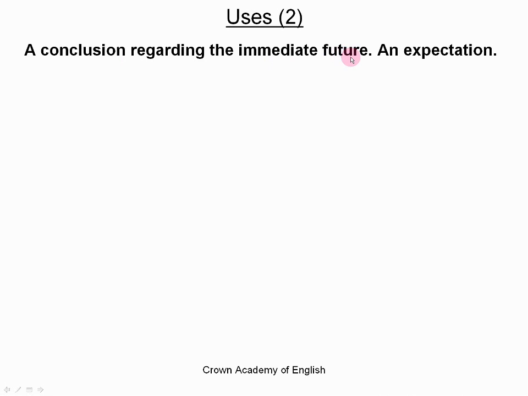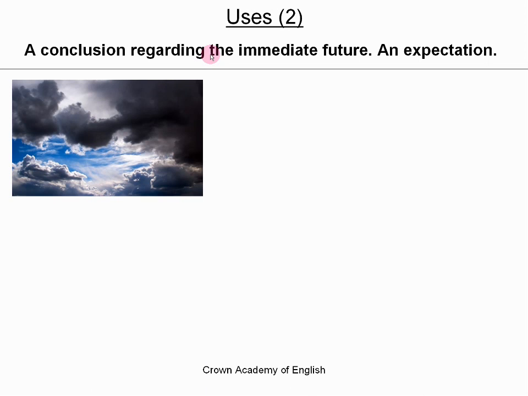Okay, so we can also call this an expectation. So based on something in the present, so there is a situation in the present, and from that we know what is going to happen in the future. Example. There are lots of clouds in the sky. It is going to rain.